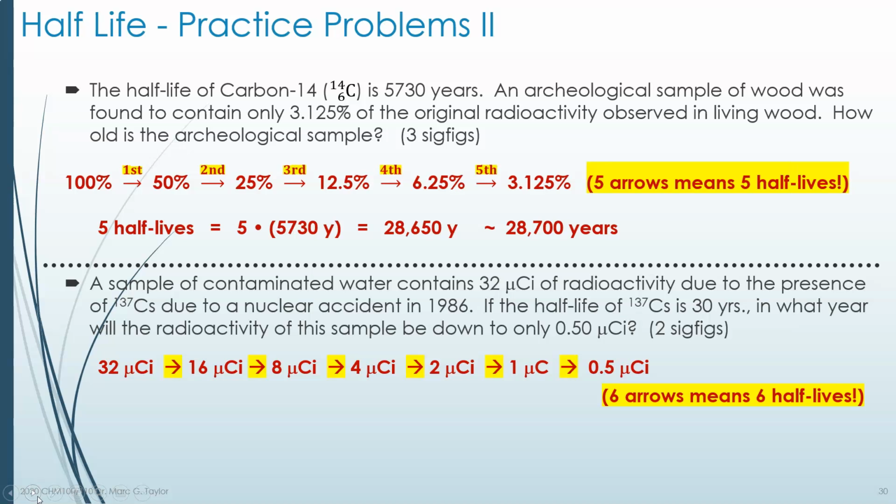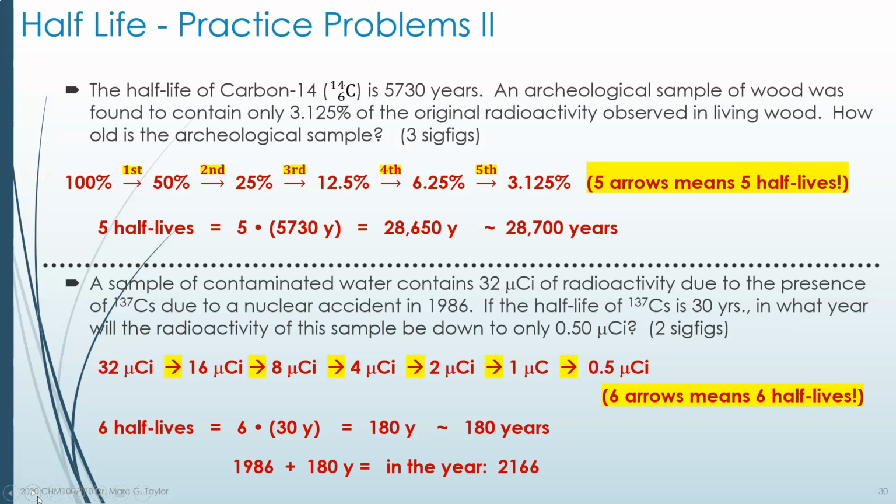Remember, every isotope has a different half-life. This isotope has a half-life of 30 years. 6 half-lives is 6 times 30 years, or 180 years. But the question says, in what year will the sample be down to this lower level? If you started in 1986 and you have to wait 180 years, that means this sample won't be down to 0.50 microcuries until the year 2166.